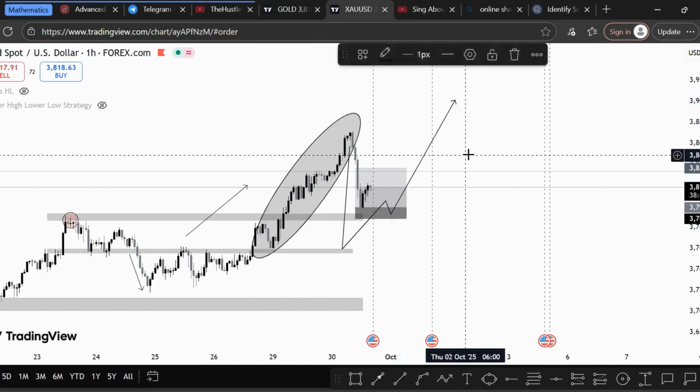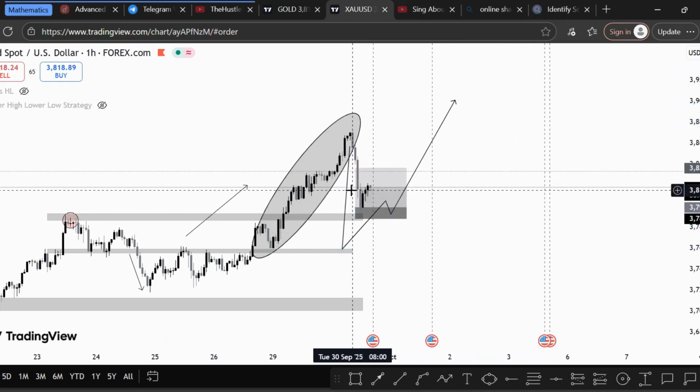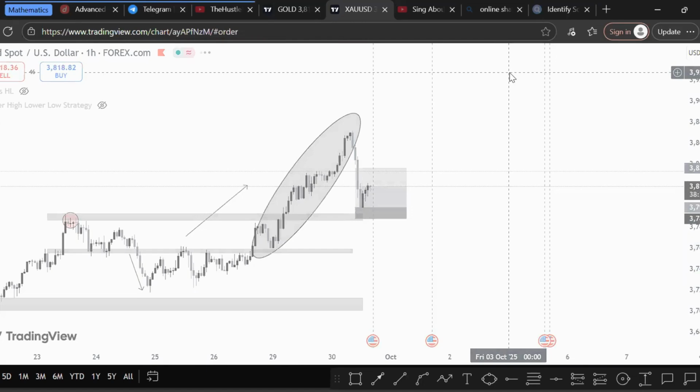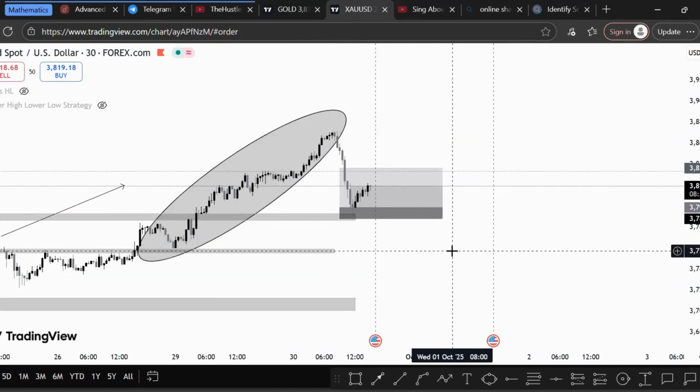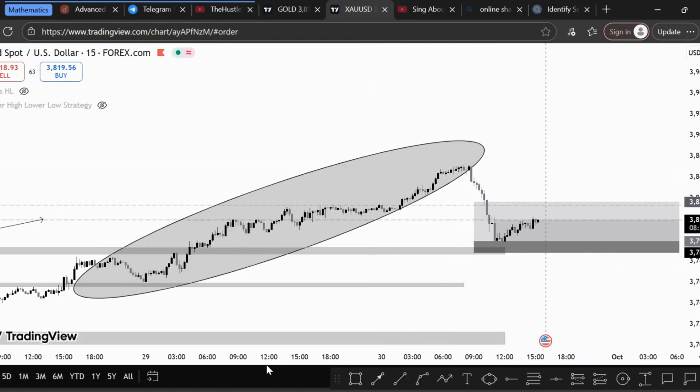You understand? So this is what I would have loved to see, but apparently I'm not the one controlling the market. So we go down to smaller time frames. We can check the M30. Okay, there's no real structure, just price started to fall down. Then you have your 15 minute.